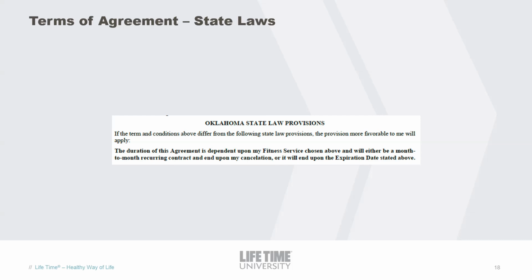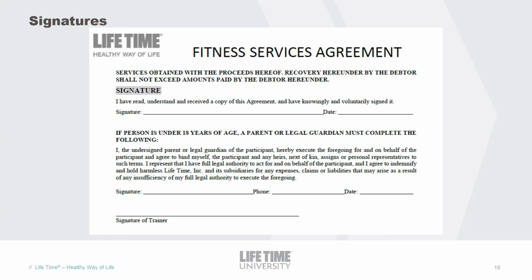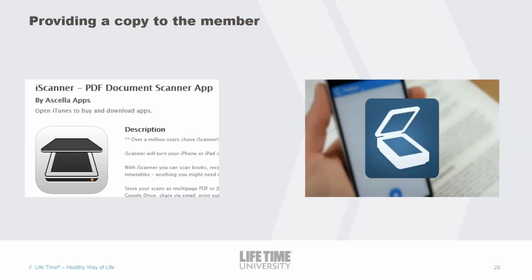Once the fitness services agreement is filled in and communicated to the member, you will need them to provide a signature as well as date. If the member is under 18 years old, the parent or legal guardian will need to provide a signature as well. Finally, you will provide a signature to initiate the agreement. The member must receive a copy of this agreement.